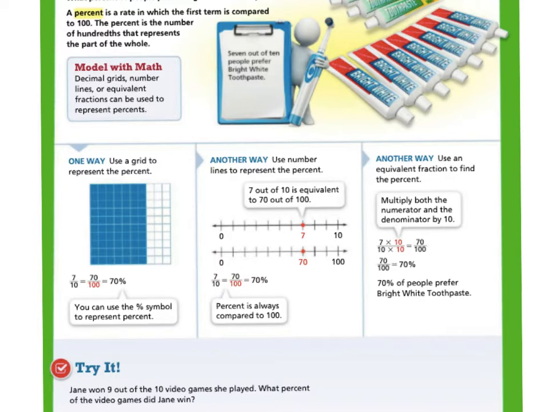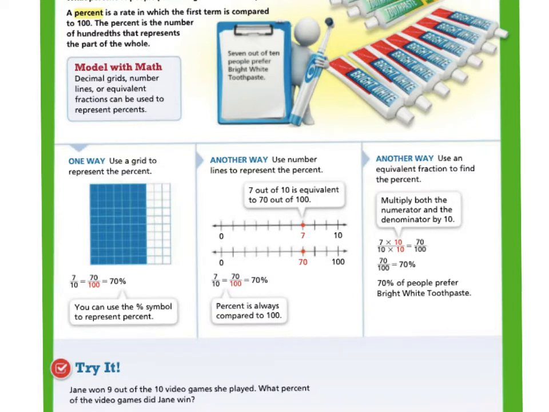A percent is a rate in which the first term is compared to 100. The percent is the number of hundredths that represents the part of a whole. Modeling this with math, you can use decimal grids, number lines, or equivalent fractions to represent percents.